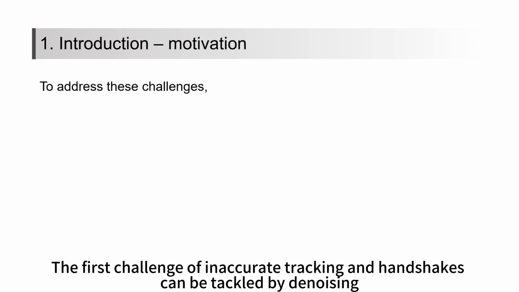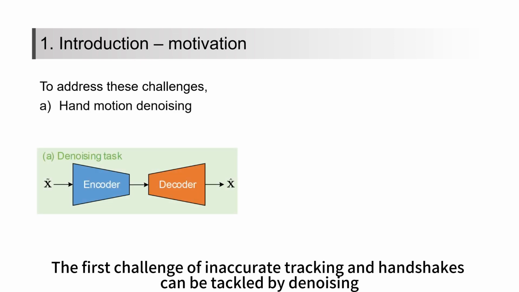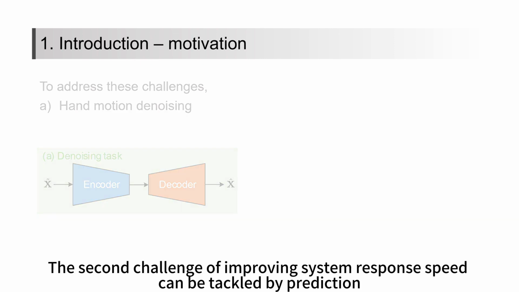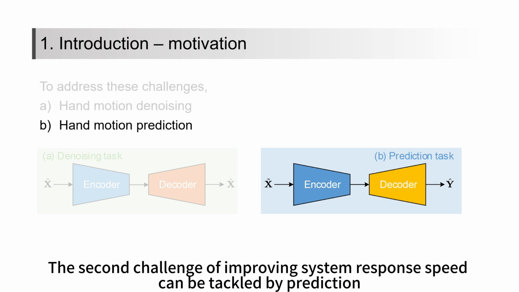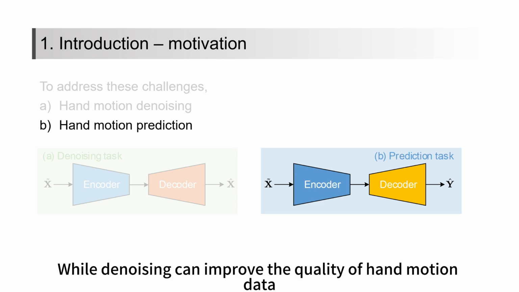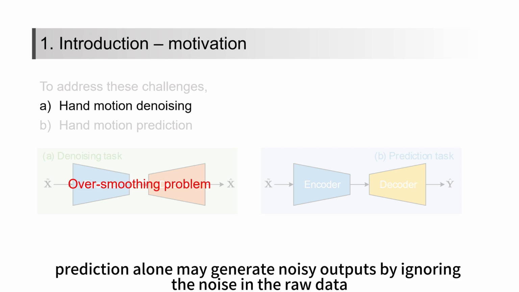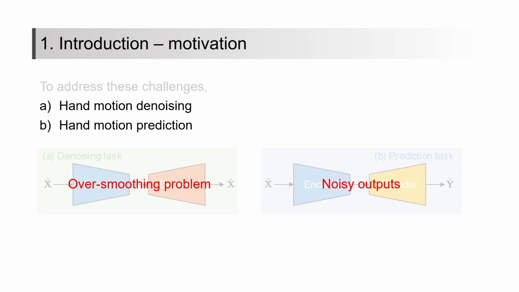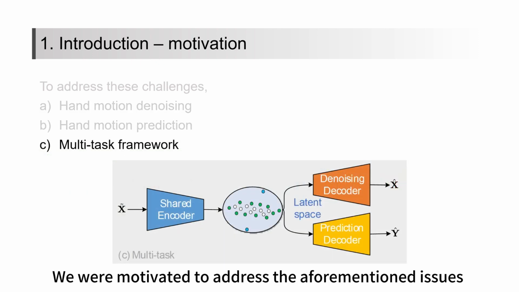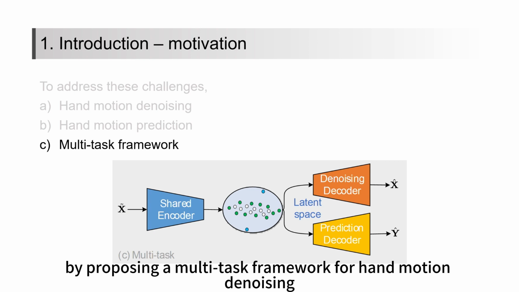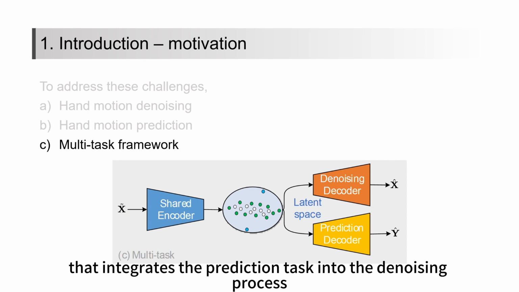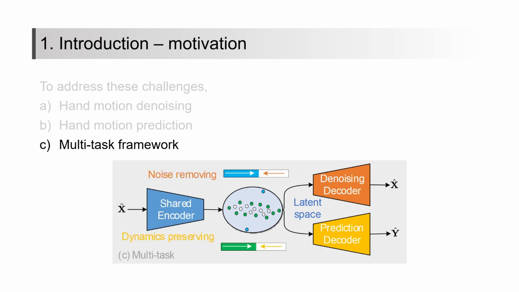The first challenge of inaccurate tracking and handshakes can be tackled by denoising. The second challenge of improving system response speed can be tackled by prediction. While denoising can improve the quality of hand motion data, it can cause the oversmoothing problem. On the other hand, prediction alone may generate noisy outputs by ignoring the noise in the raw data. We were motivated to address the aforementioned issues by proposing a multitask framework for hand motion denoising that integrates the prediction task into the denoising process.